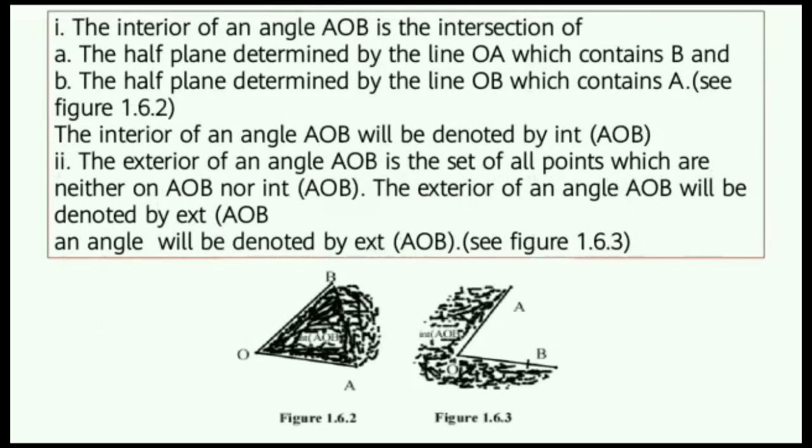The interior of an angle AOB is the intersection of the half plane determined by the line OA which contains B, and the half plane determined by the line OB which contains A. We can see it in figure 1.6.2 below. The interior of an angle AOB will be denoted by interior AOB. The exterior of an angle AOB is the set of all points which are neither on angle AOB nor in interior AOB. The exterior of an angle AOB will be denoted by exterior AOB.